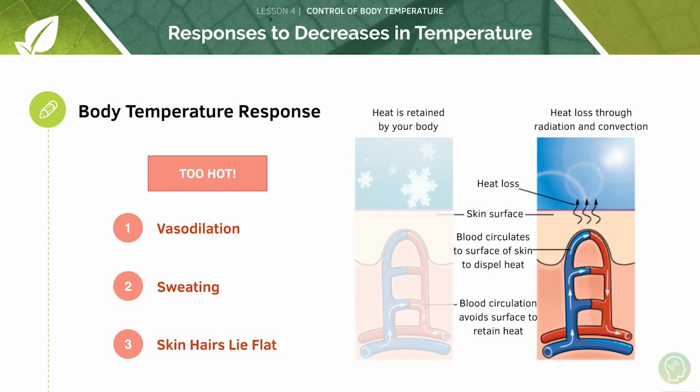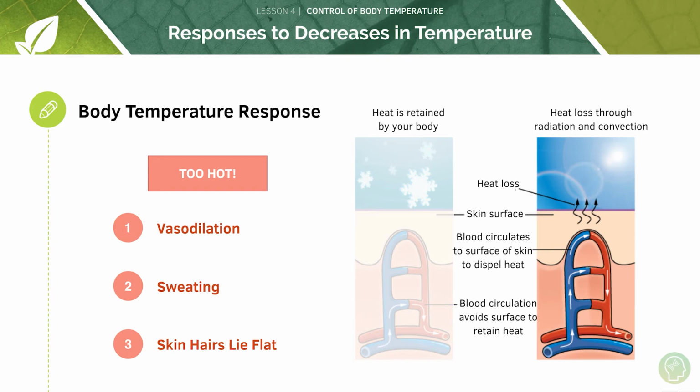And skin hairs also lie flat, so your hair erector muscles relax, therefore causing the hair on your skin to lie flat. And this means that it traps less air, less hot air, close to the body, which therefore allows more heat loss.